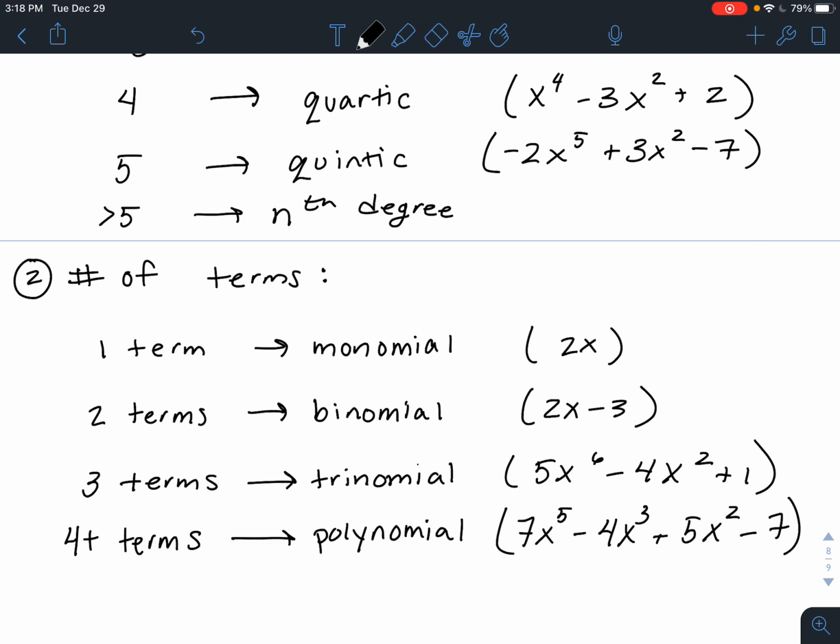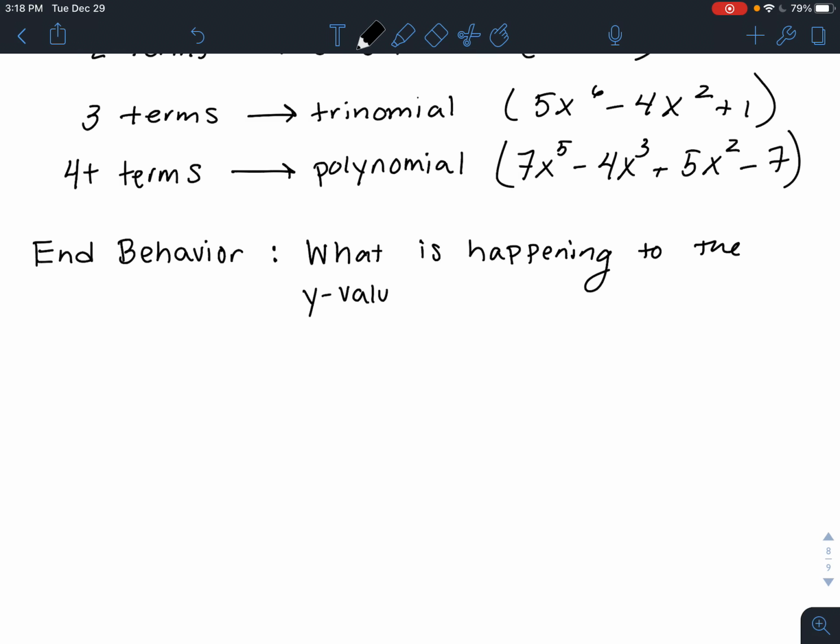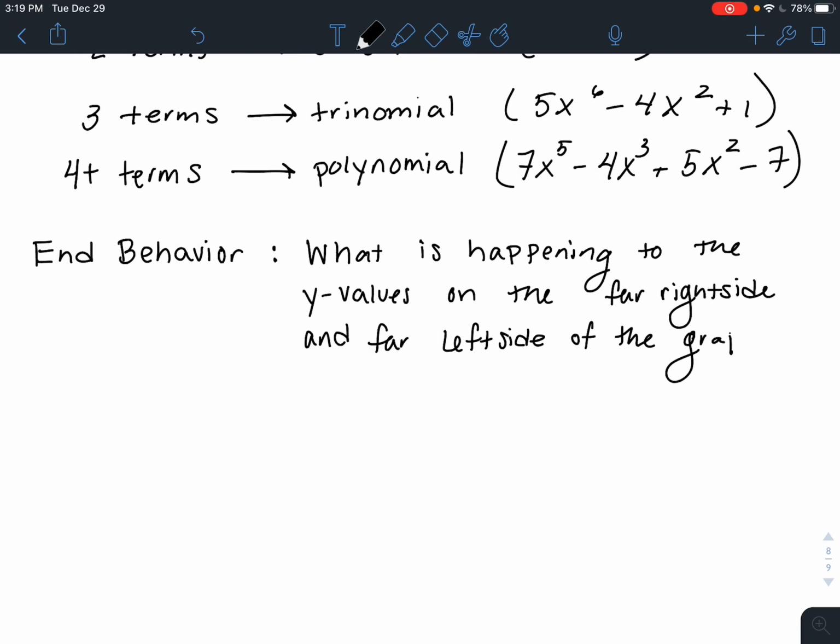So some other things that we might be concerned about with polynomials is looking at their end behavior. And end behavior is really asking the question, what is happening to the graph? So what is happening to the y values on the far right side and the far left side of the graph? So when you're asked to evaluate the end behavior or to analyze it, you're really asking what's happening on the left and right sides of the graph.